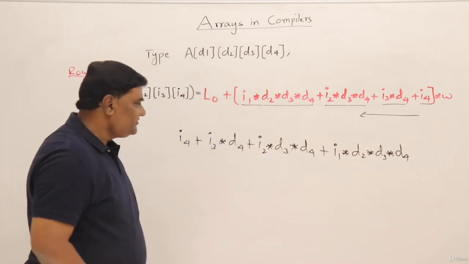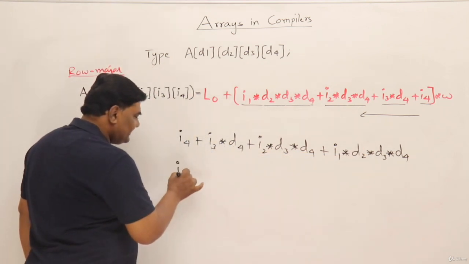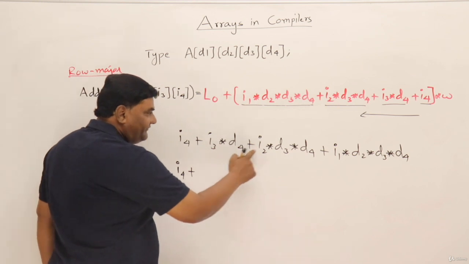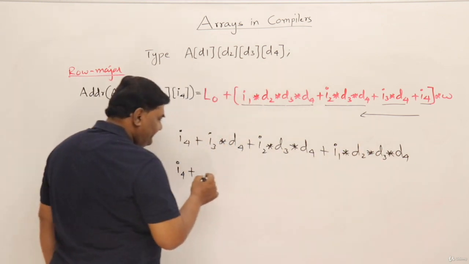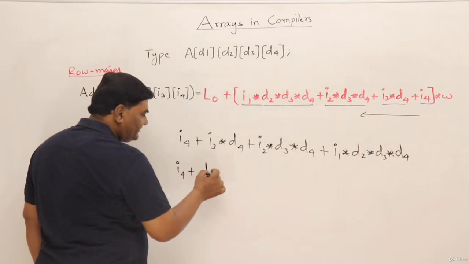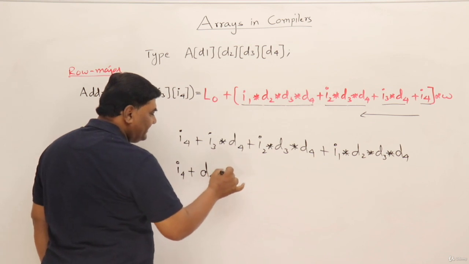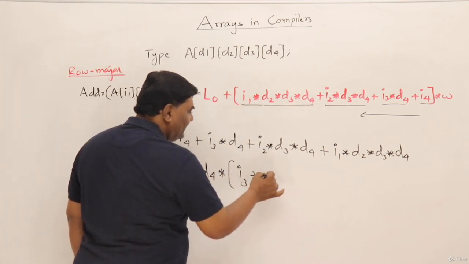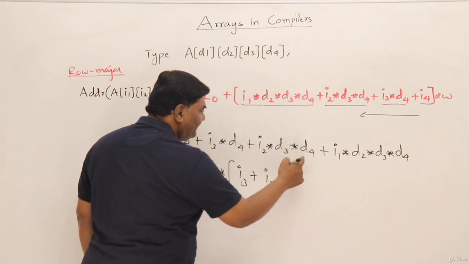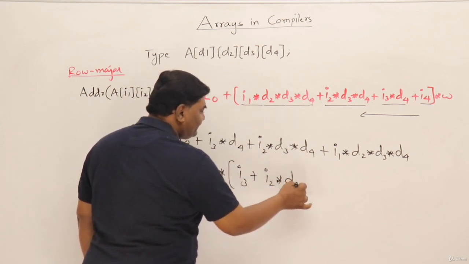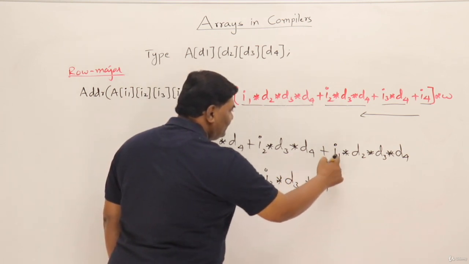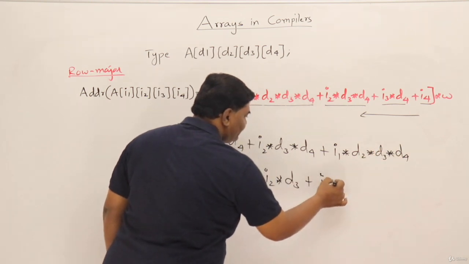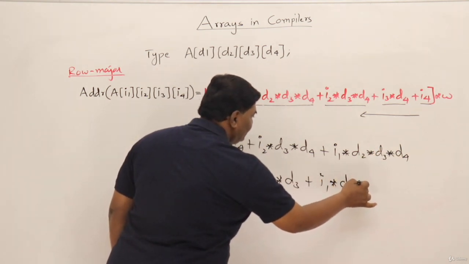Now in this, if you observe, this I4 is as it is, plus D4, D4, D4. D4 is common among all these terms. So I can write D4 multiplied by, D4 is common, so I3 plus I2 into D3 is taken, plus I1. D4 is taken as common, so this is D2 and D3.